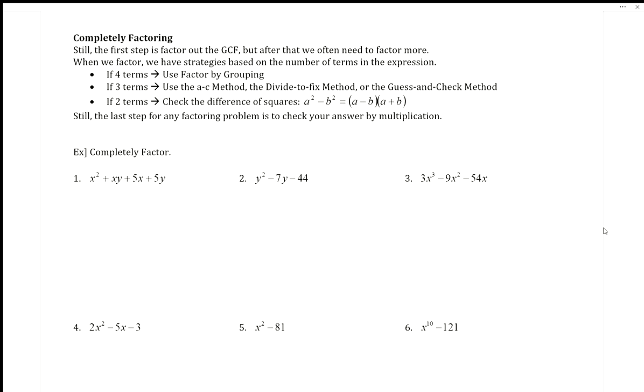Hi everyone, and welcome to our video on completely factoring problems here. Depending on the number of terms decides the way that we factor.